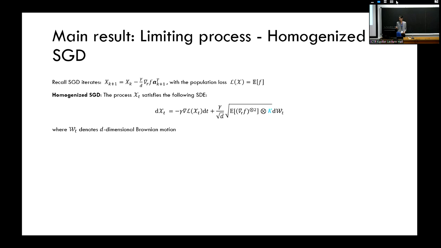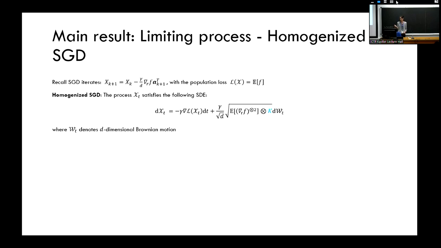So if you don't like this representation in terms of the resolvent, we also have another representation in terms of an SDE. So the idea is as follows: you want to think about another process that will be as close as possible to this SGD, but close in what sense? So the process we find is the following process.